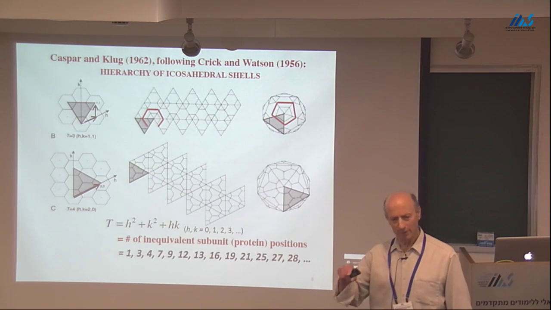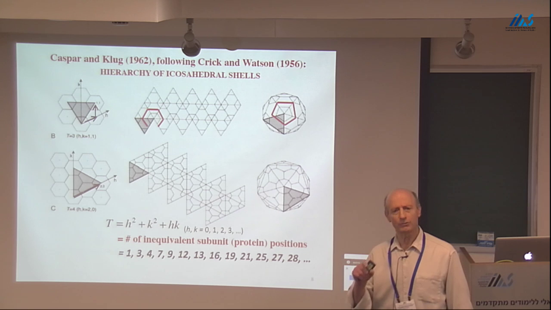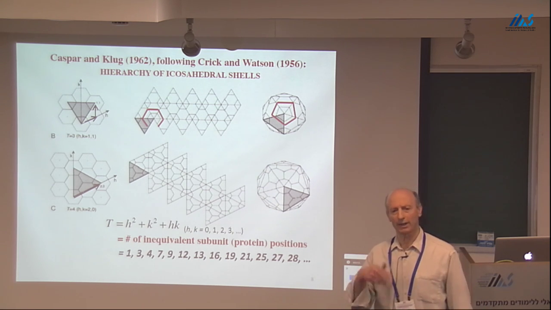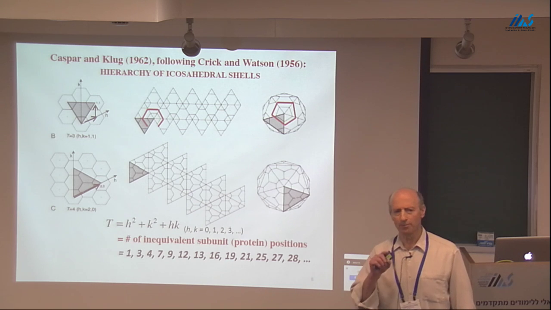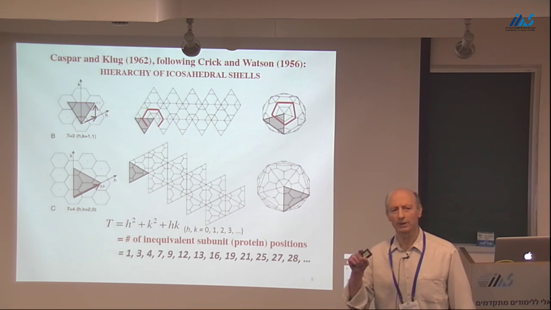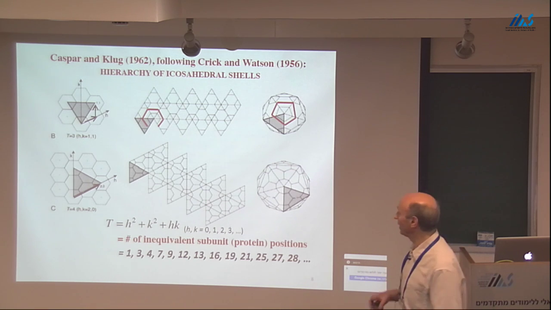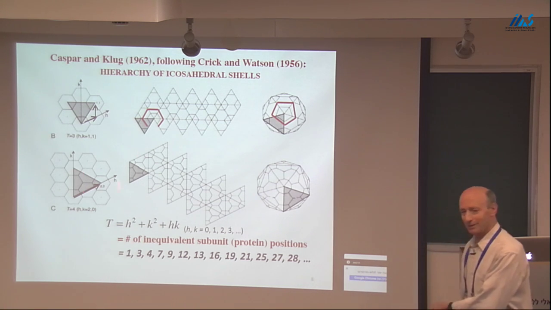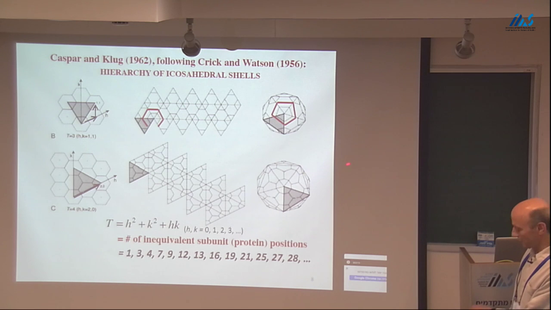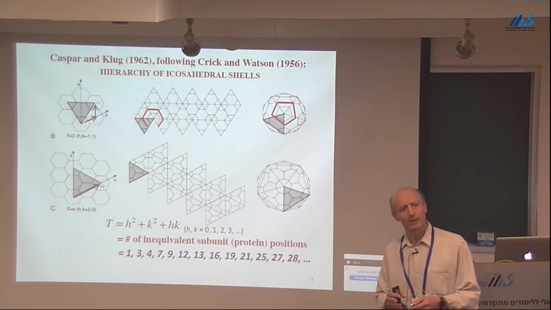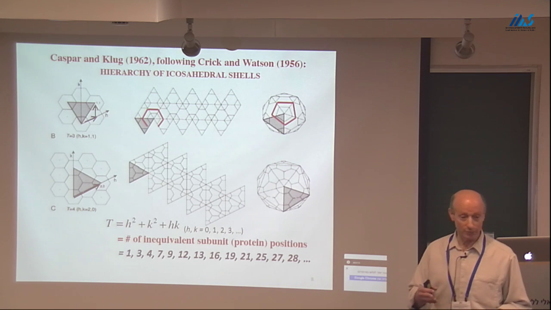Again, you'd like to have an energetically stable capsid, so then you ask, as you form shells with icosahedral symmetry, what's the minimum number of inequivalent positions for the proteins forming the shell? And what they did was some geometry. Take a hexagonal lattice. You want to close it on itself. You need to introduce, this goes back centuries.